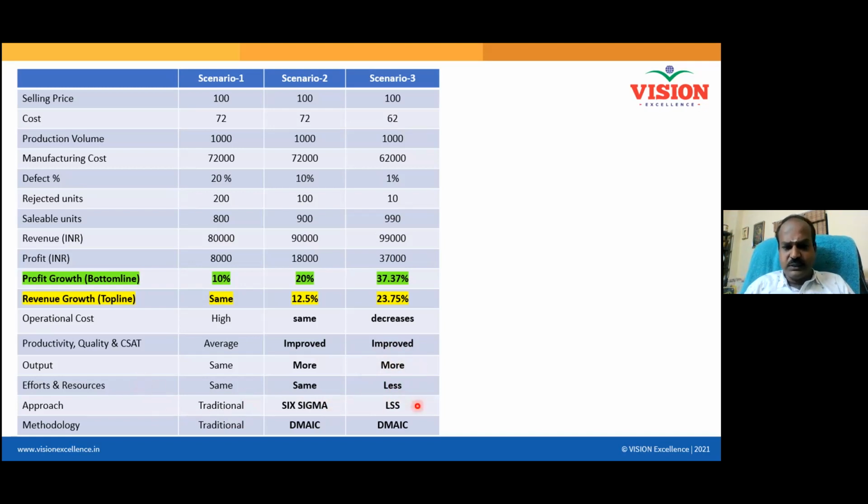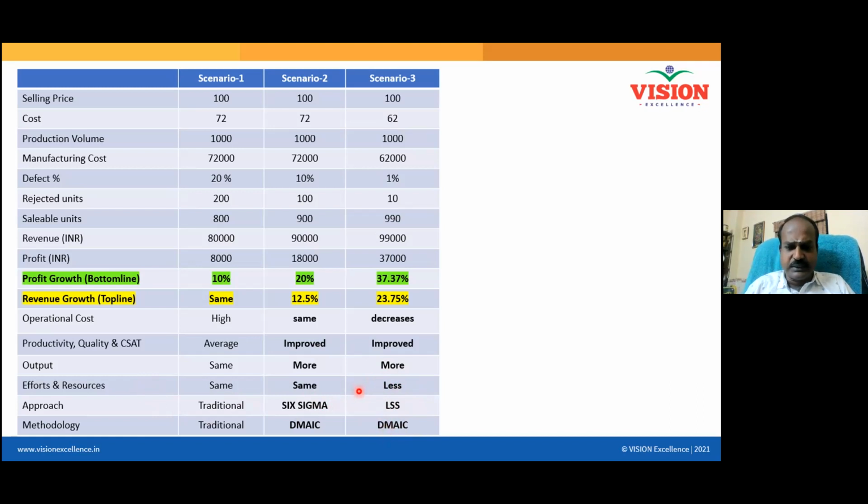And this approach is now called Lean Six Sigma, because we are optimizing the resource consumption while also controlling the defects. So it is called Lean Six Sigma. Earlier, our project was a mere Six Sigma project, but now our project is a Lean Six Sigma project. And again, the methodology is DMAIC: define, measure, analyze, improve, and control.